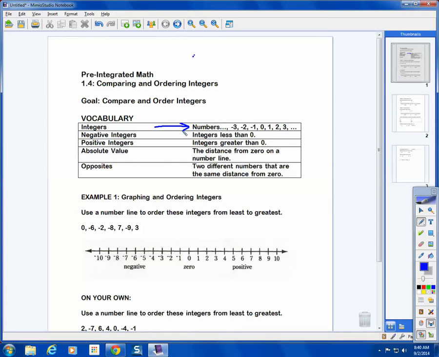Negative integers are going to be any integers less than what, gang? Less than 0. So what's that mean about positive integers? More than 0. You guys get this. Okay.